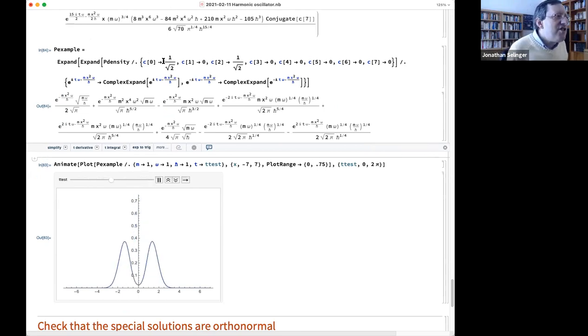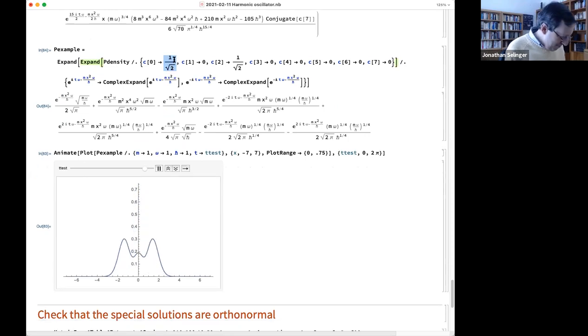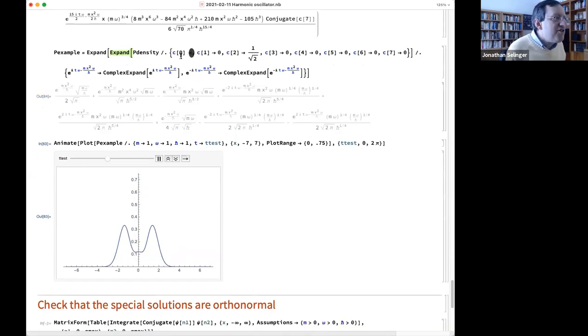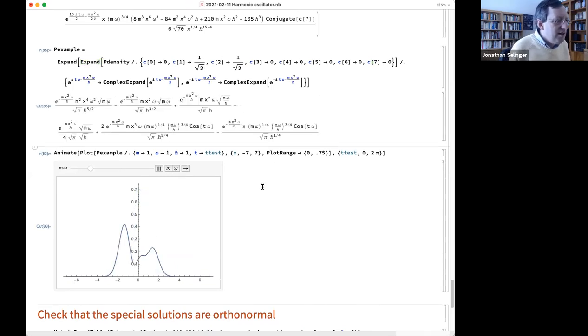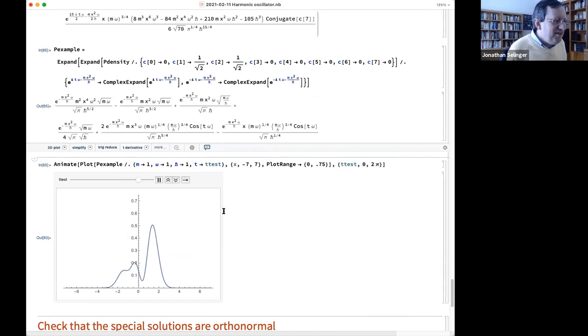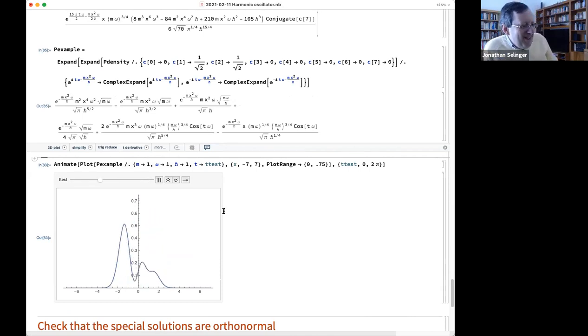Or how about if it's none of state 0, but there's state 1 and state 2. If I make that 0, and here's state 1, this makes a kind of complicated looking thing. But it is varying periodically, and the probability is sort of going from side to side, but with multiple peaks.